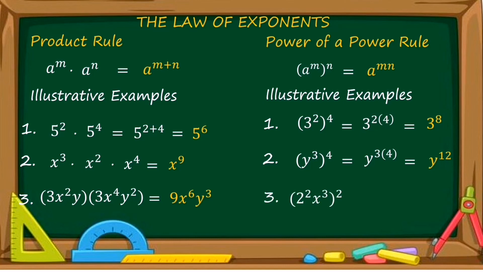Number 3. The quantity 2 raised to 2 x raised to 3, raised to 2, is equal to 2 raised to 4 x raised to 6. The value of 2 raised to 4 is equal to 16, so our answer is 16x raised to 6.